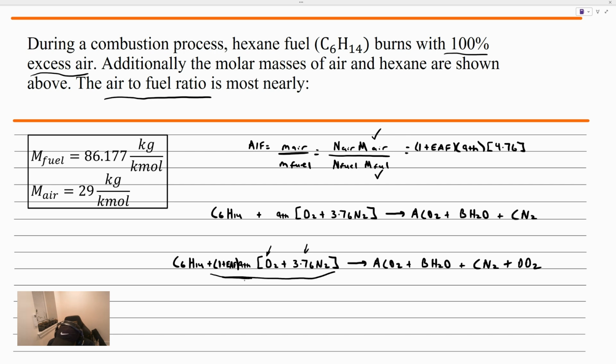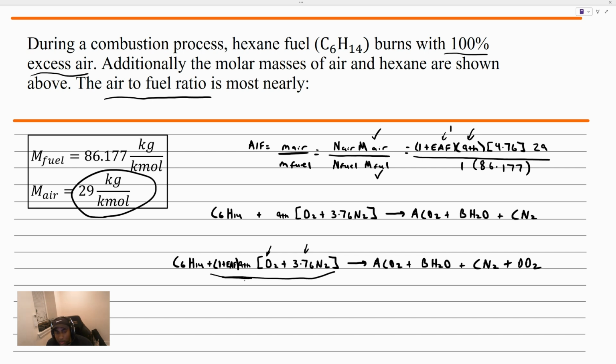We take that, which is the number of moles of air, multiplied by the molar mass of air, which is 29. It's in the givens here. We take that value and divide it by the number of moles of fuel. We're going to assume we have 1 mole of fuel here, so this is just a 1. And the molar mass of fuel is just 86.177. So if we can find our stoichiometric coefficient here, we know what our excess air fraction is, just 1, right? 100% or 1. So all we need to do is solve for that stoichiometric coefficient.